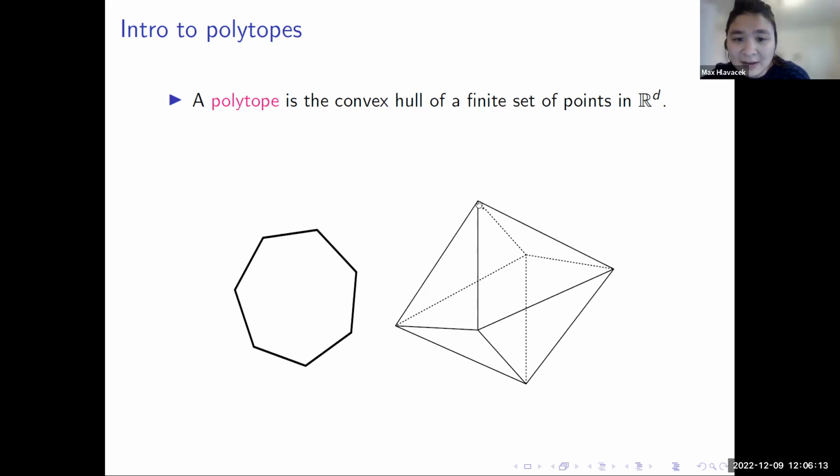We have several different types of faces. First of all, we have these two-dimensional faces, these triangles. Depending on the polytope, they're not always triangles. They can be any other shape. We have these one-dimensional faces, which we call edges. We also have the zero-dimensional faces, which are the vertices of the polytope. And finally, we have the empty set as a face of the polytope.